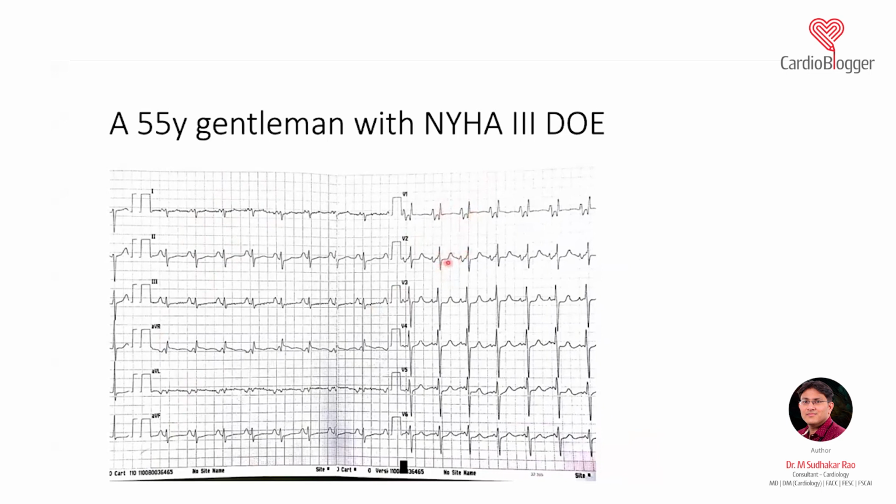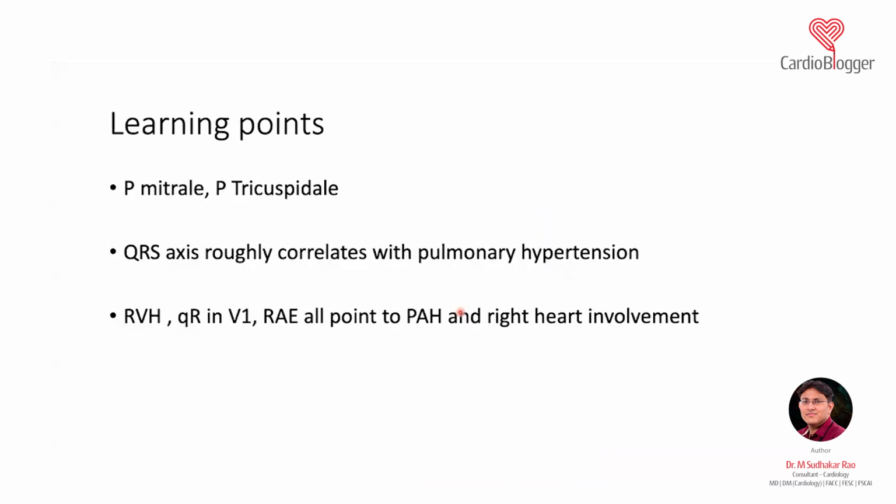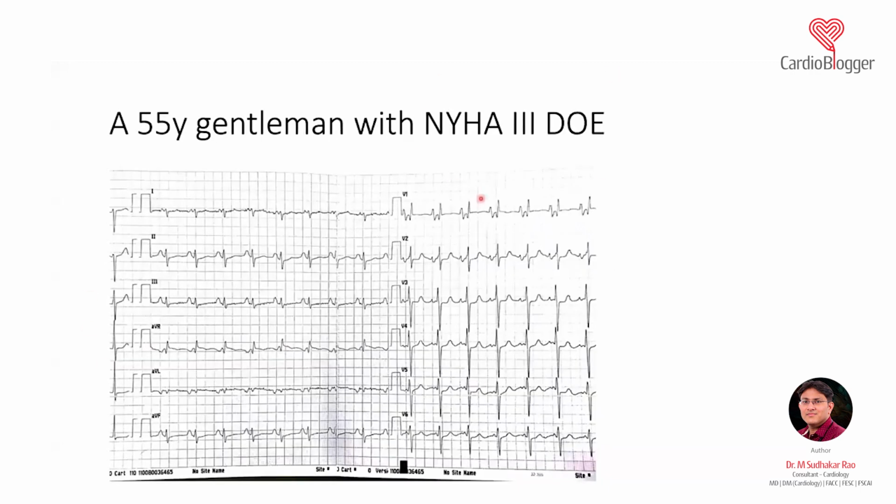Plus you see there is some strain pattern. Write RVH with strain, because T inversion is there in V1, V2, V3. It means there is a strain pattern. So this all suggests that there may be some form of right ventricular hypertrophy. Again, I told you, QR in V1 and right atrial enlargement. All this suggests that this patient has some form of pulmonary artery hypertension.